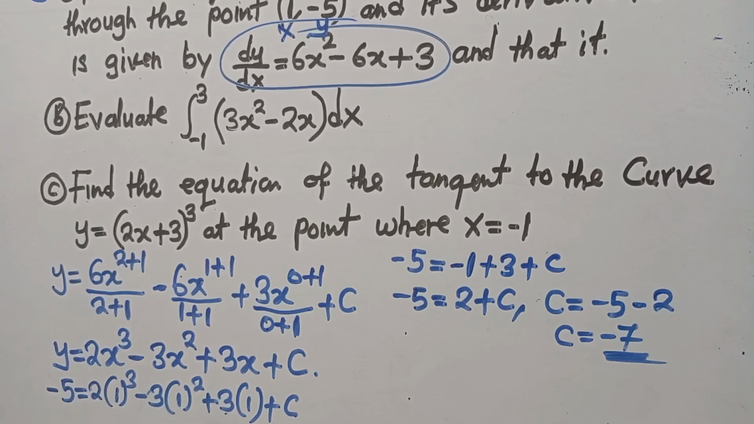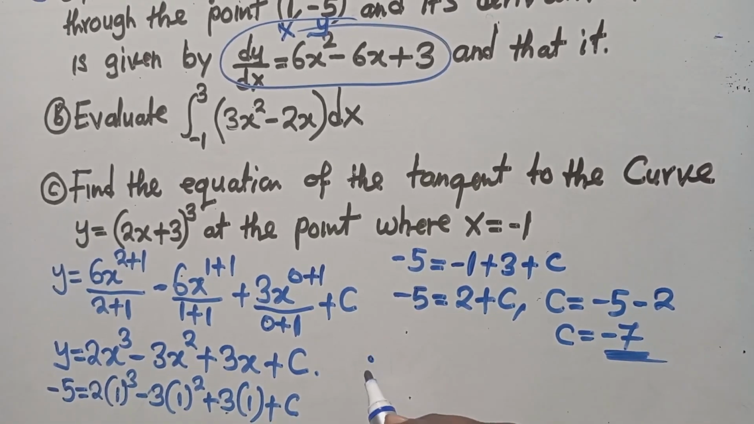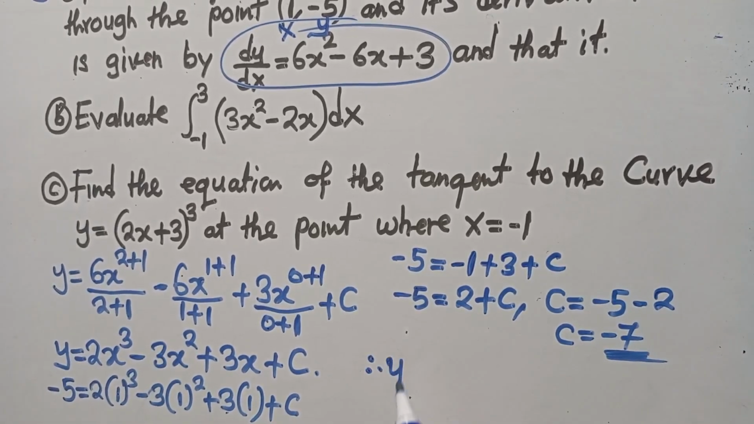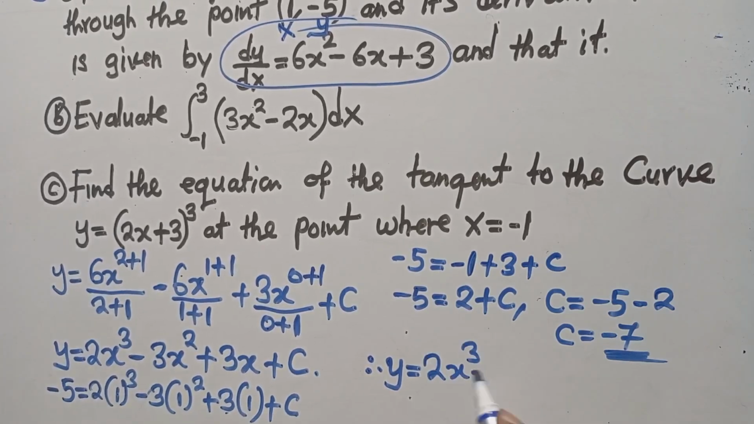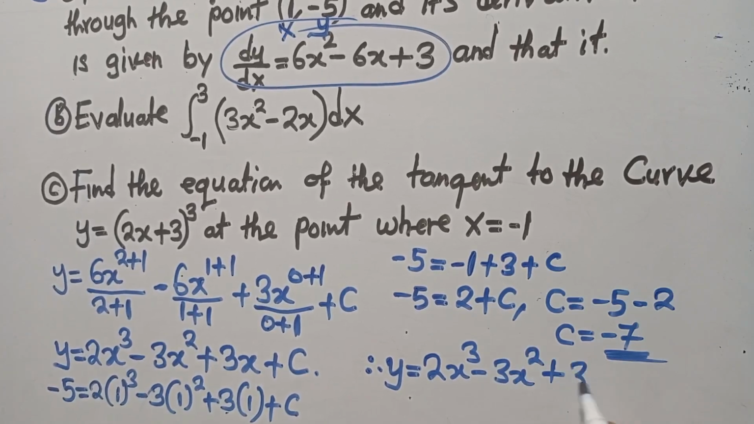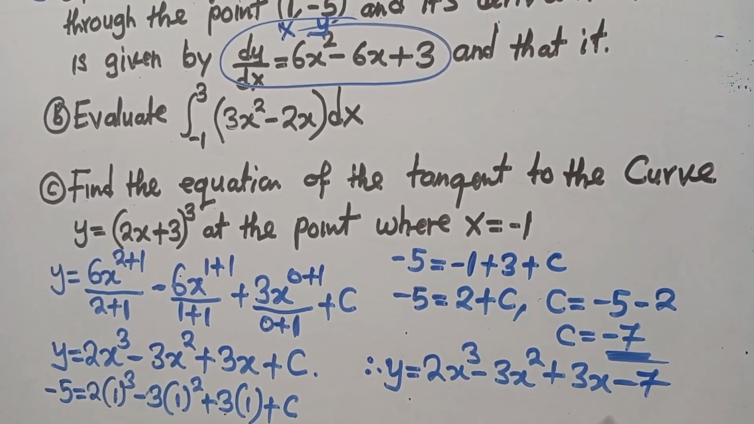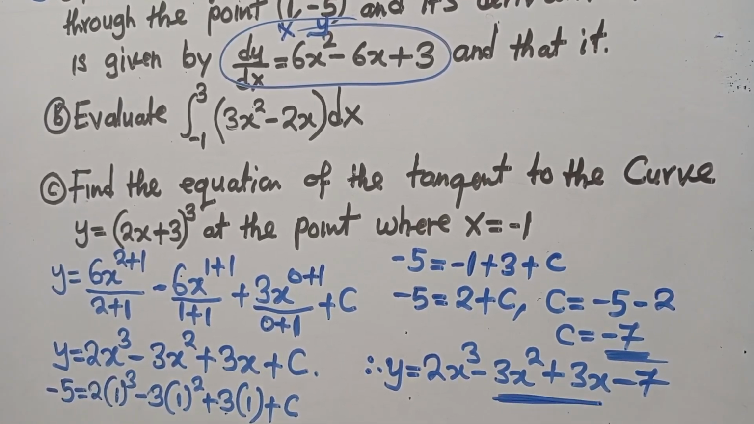So 2, then this is, I guess you've seen this answer. Then you just say, therefore, the equation y is equal to this one now, since we know the value for c. So I say that is 2x cubed minus 3x squared plus 3x minus 7, because c is negative 7. This is the equation that they are looking for.